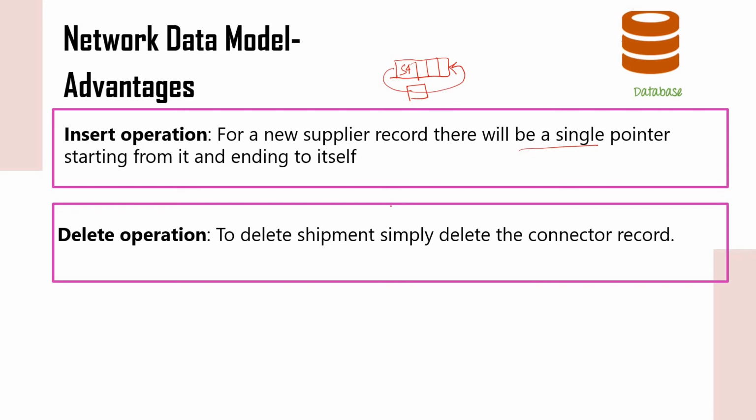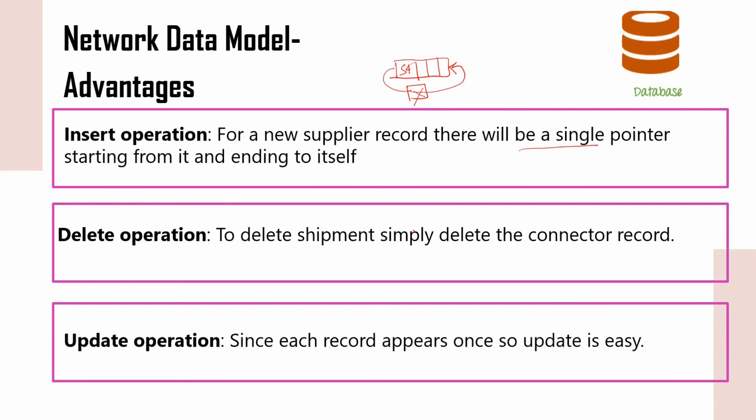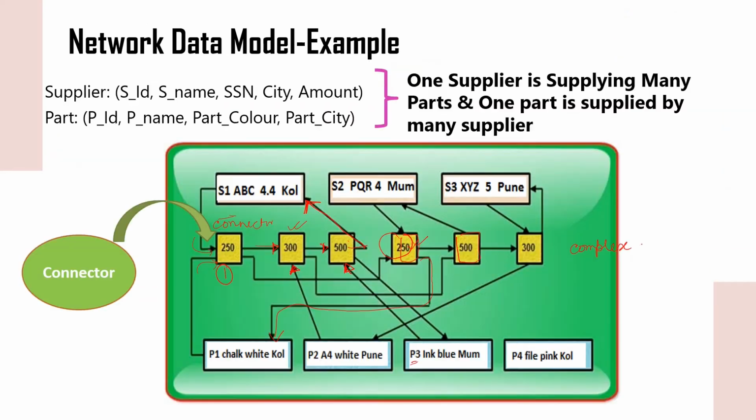Delete operation. To delete any shipment, just delete the connector record. Then it will be deleted. But mind that after deleting that connector record, a lot of pointer rearrangement is necessary, isn't it? Suppose you delete this 300 in the last part of S3's record, naturally a whole pointer rearrangement must be done. This is another cumbersome operation.